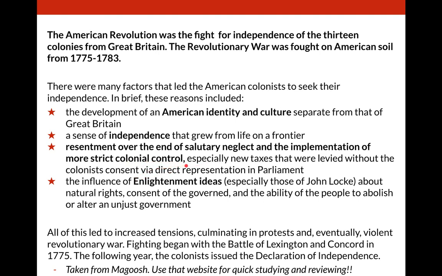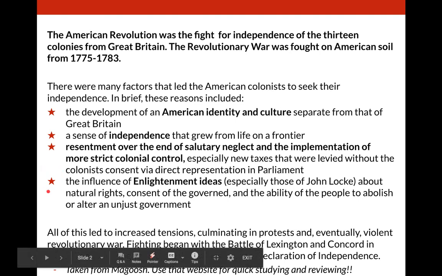You guys know that the French and Indian War caused England to go into debt. So England is definitely taxing the colonies without their permission, and the colonies are getting really angry. So that's another huge reason why they want to declare independence, because of this third point right here.